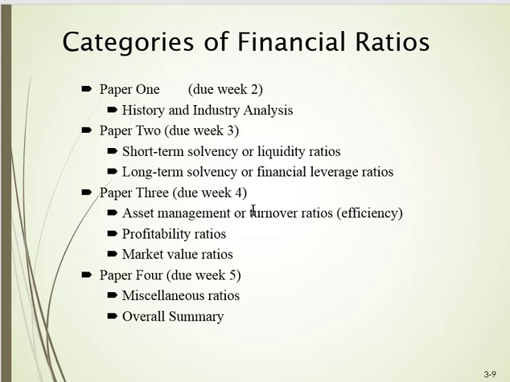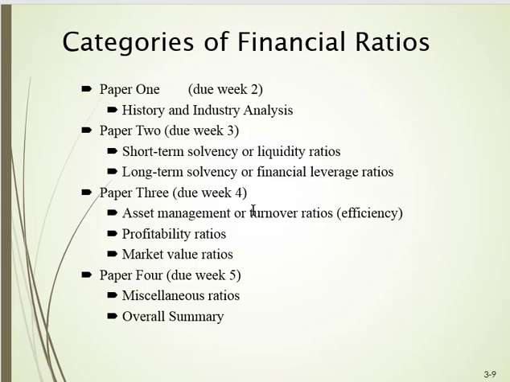In the first paper, you'll talk about the history and industry, and you'll give me that analysis for the company. That's due the second week of the course. And then every week after that, there's a new paper due. Paper 2 is about solvency, short-term solvency or liquidity ratios, long-term solvency or the financial leverage ratios. Week 3, we're going to talk about asset management or turnover ratios. Sometimes we refer to these as efficiency ratios. We'll talk about profitability, and we'll talk about the market value ratios.